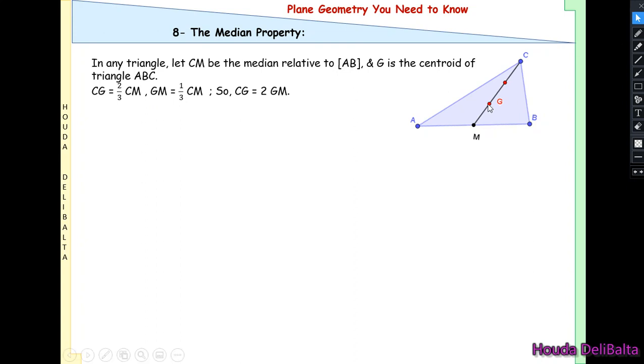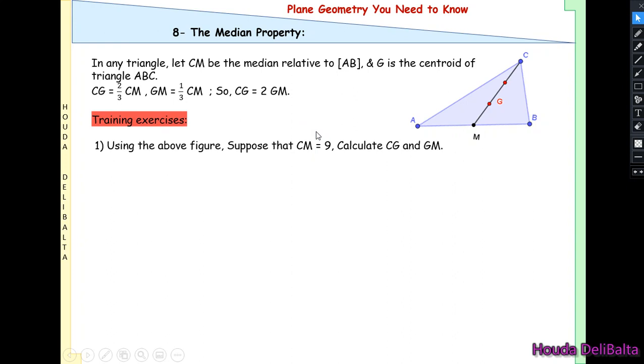So again, if G is the centroid, which is the meeting point of the medians, and CM is a median, then from C to G is equal to 2/3 of that median. Notice that I divided that median into 3 equal parts. 1, 2, 3. 1/3, 2/3, 3/3. So from C to G we have 2 pieces. Then CG equals 2/3 CM. And GM equals 1/3 of CM. So as a result, I can notice that CG is double GM.